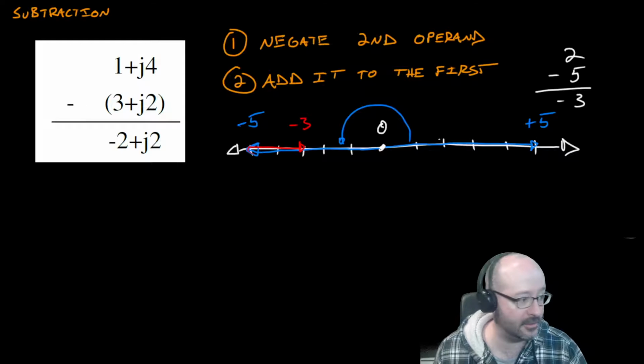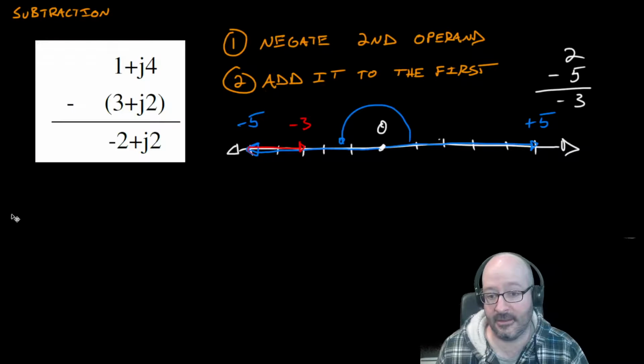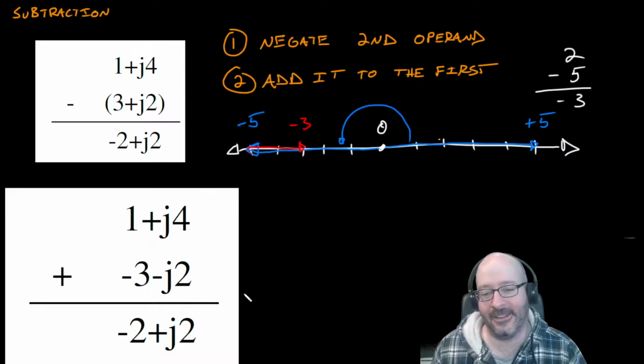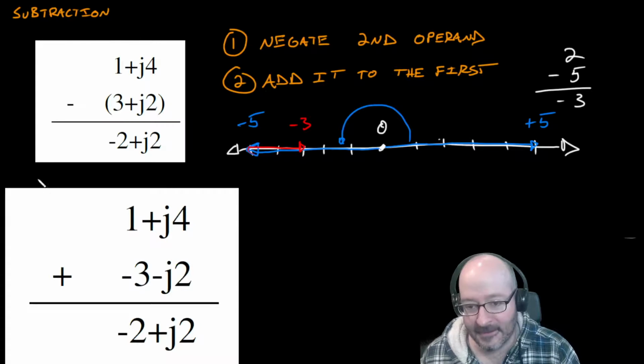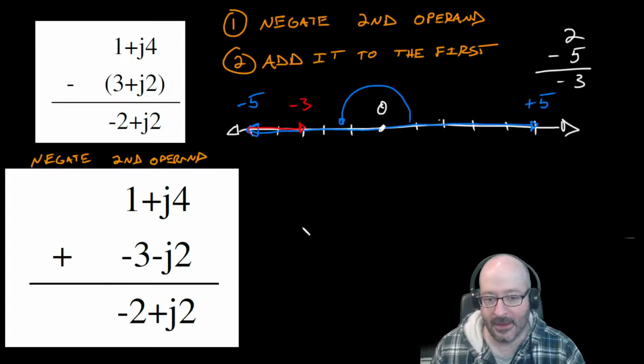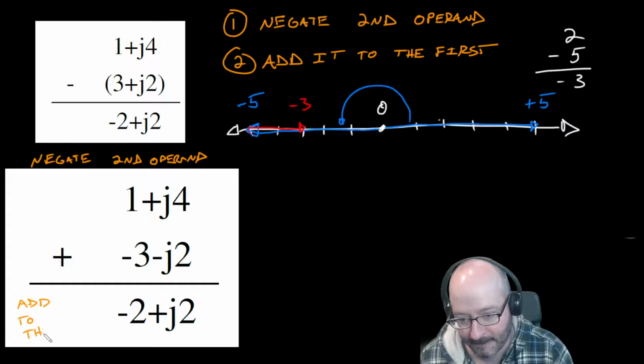It's a little smaller. Let me make it a little bigger. We can negate the... now it's going to be big. We'll go with big. So this is negate the second term, second operand, and then add them together. Add to the first. So that's what it looks like if you're doing it out on paper.